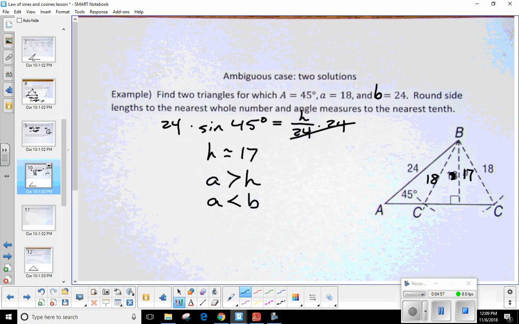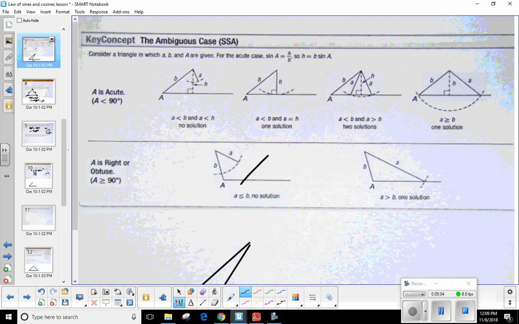So I'm looking for the scenario where A is greater than the height and A is less than B. So if I come on over here to the table, definitely can't be one of these. Okay. The third one. See, A is less than B, and A is greater than H. So that means there's two triangles that can have the same information.